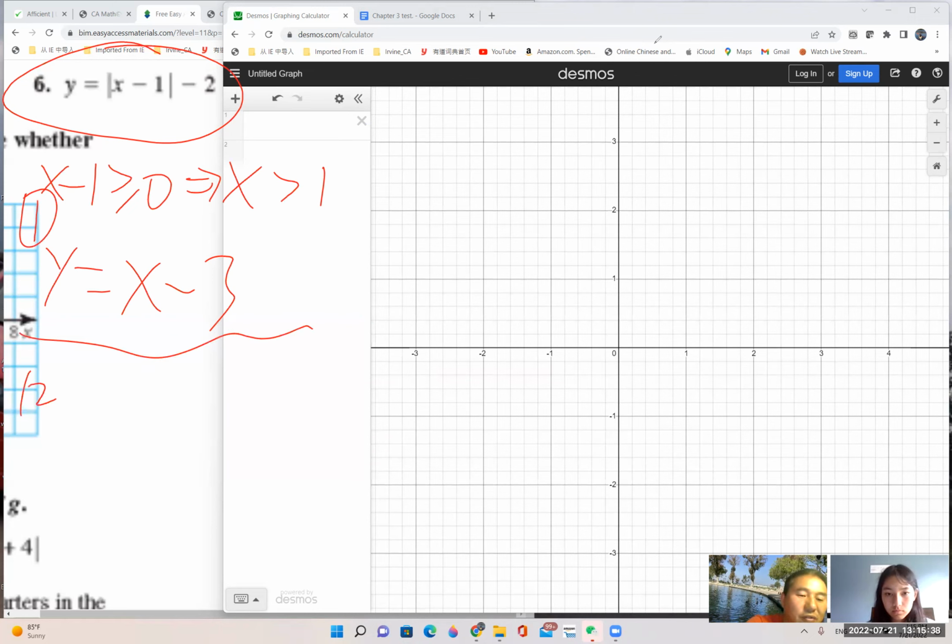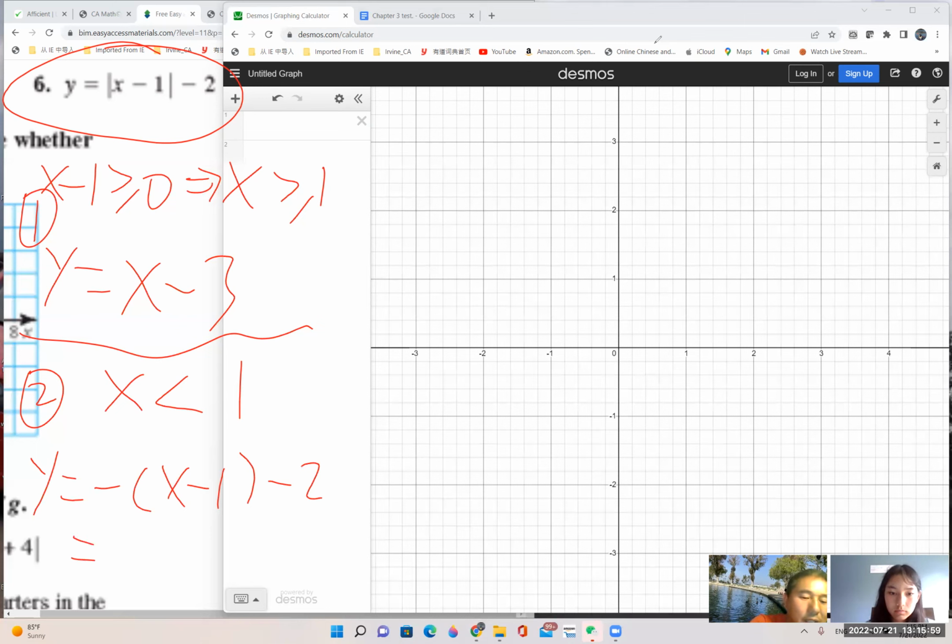Then case 2, of course, when x less than 1, this go to y equal to the absolute value of x minus 1 minus 2. Then together it means negative x. Here negative x means 1. 1 minus 2 get negative 1, right?